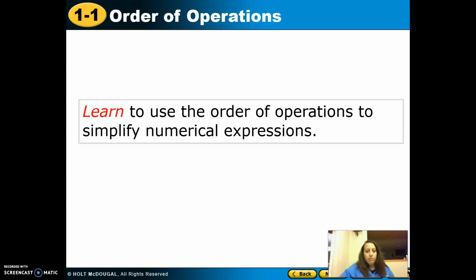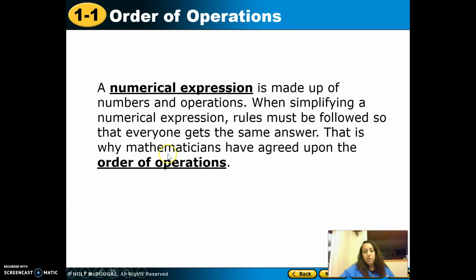So we're going to start off with 1.1, which is order of operations. Our objective is to use the rules that are necessary to solve, or actually simplify, a numerical expression. A numerical expression is made up of a bunch of numbers and operations. There are no x's, no variables in there. It's just simply numbers plus addition, subtraction, multiplication, and division.